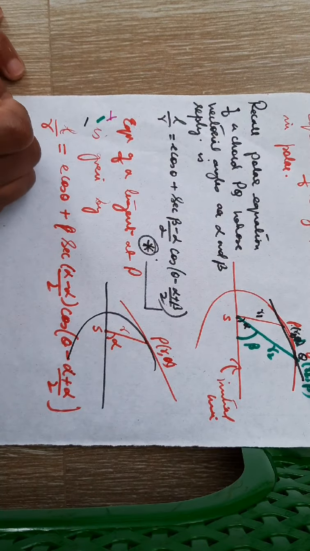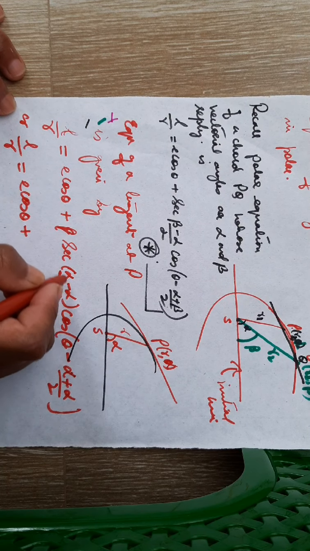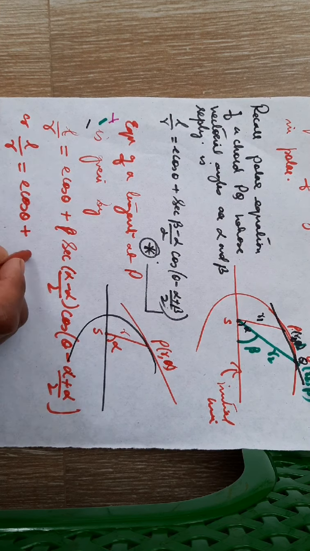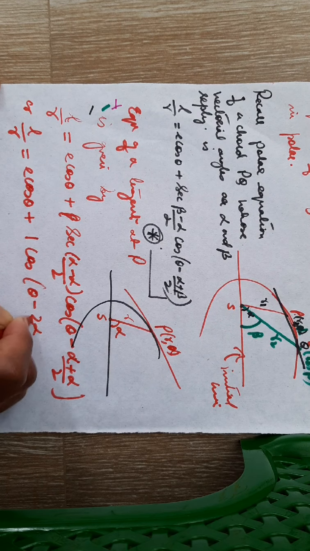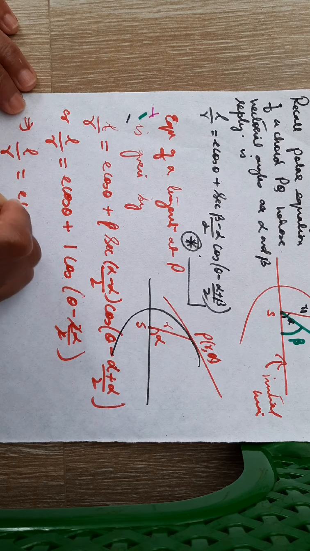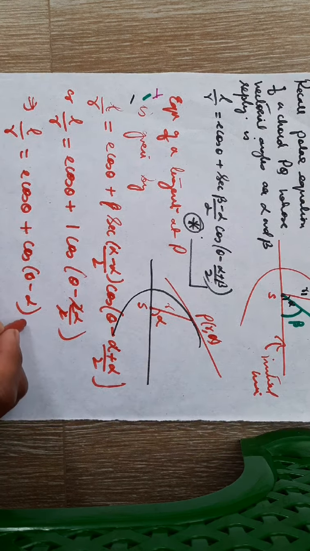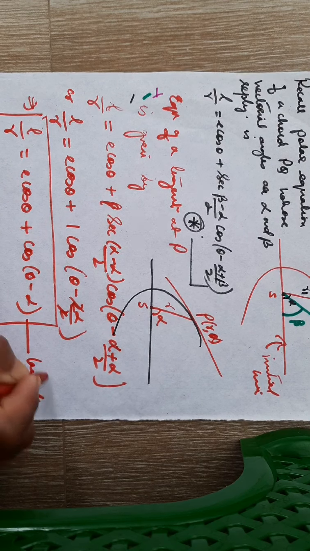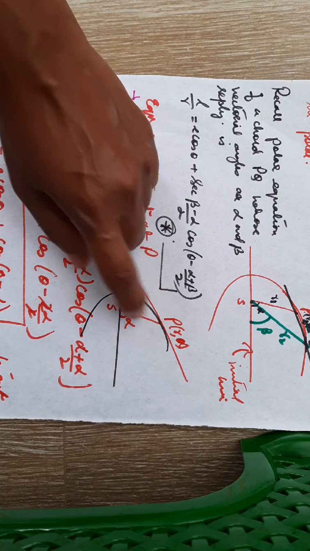Now simplify this one. You get L by R is equal to E cos theta plus secant 0. Secant 0 is the same as 1 by cos 0, but cos 0 is equal to 1, so this gives you 1 into cos of (theta minus 2 alpha by 2). The 2 gets cancelled. So this gives you L by R is equal to E cos theta plus cos of (theta minus alpha). This is the equation of the tangent at point P, whose vectorial angle is alpha, and R is the distance from P to S, that is the focus or the pole.